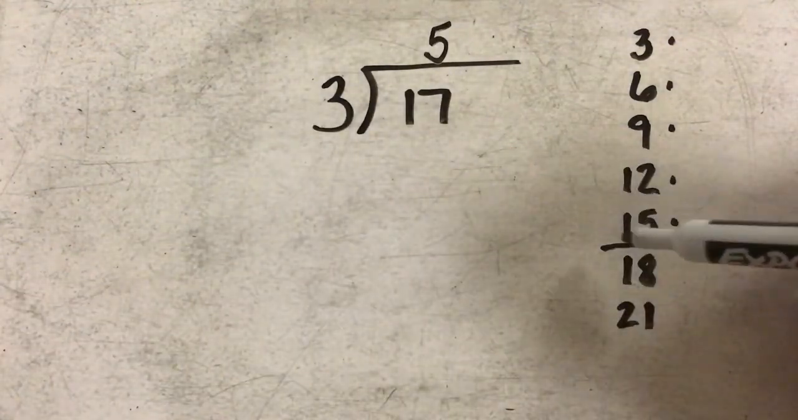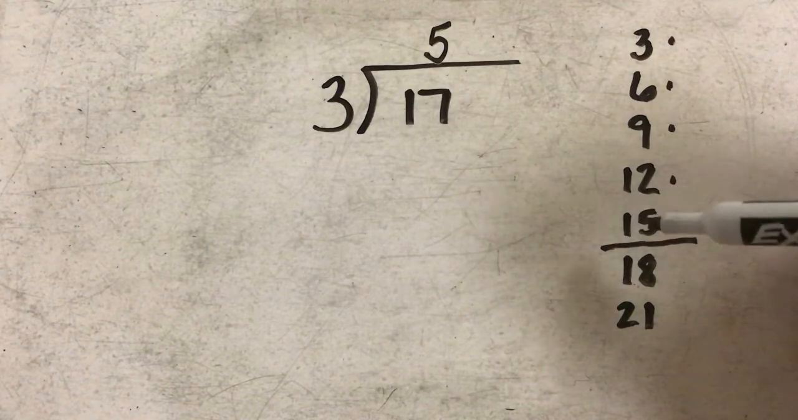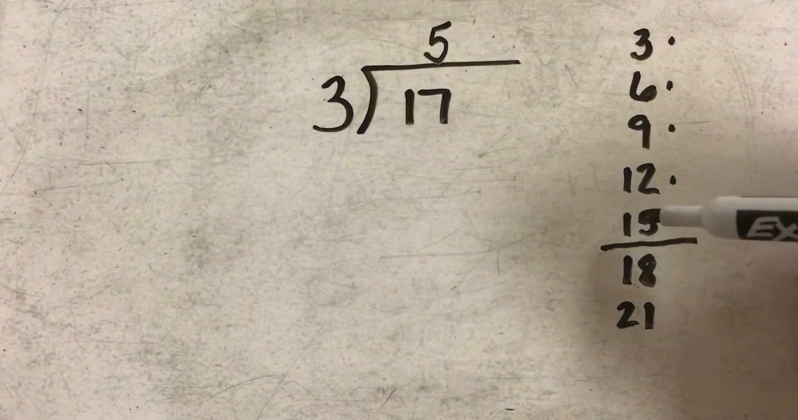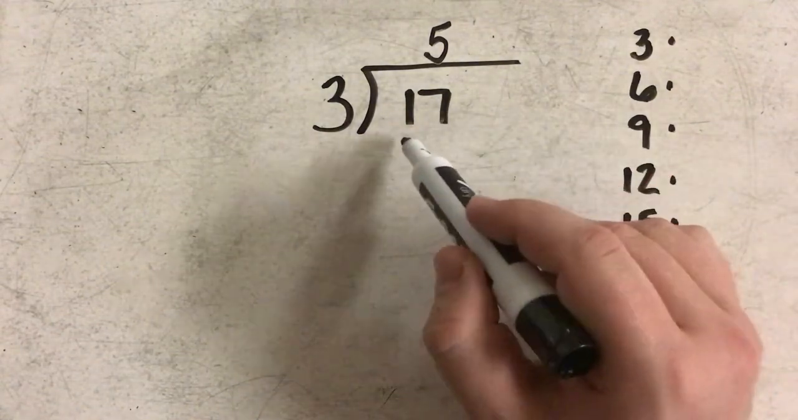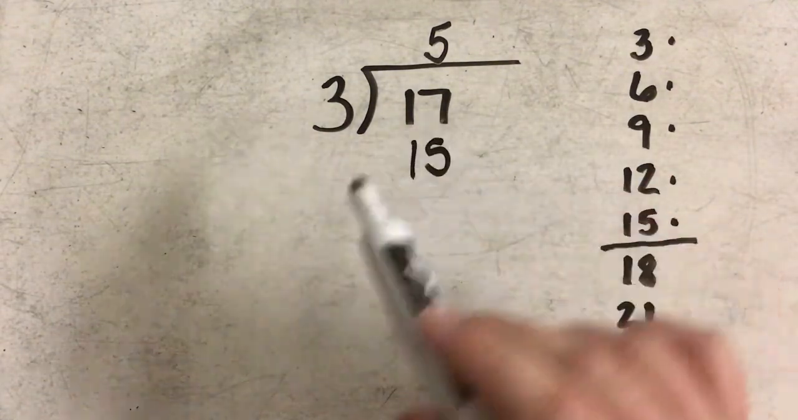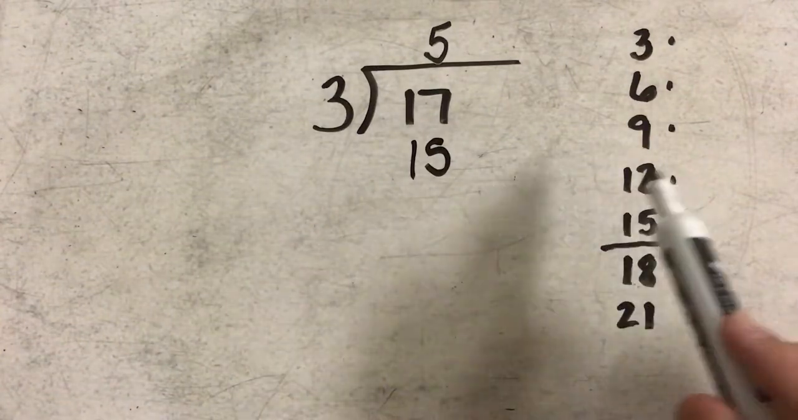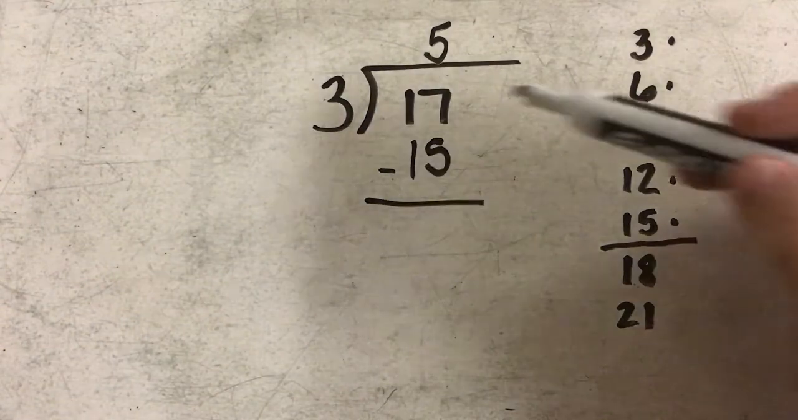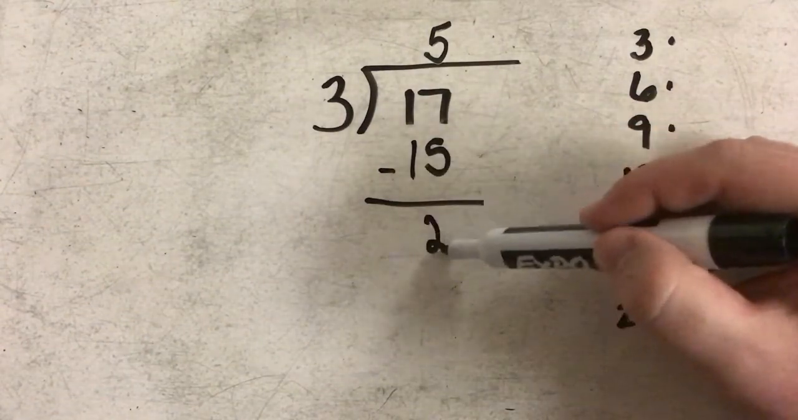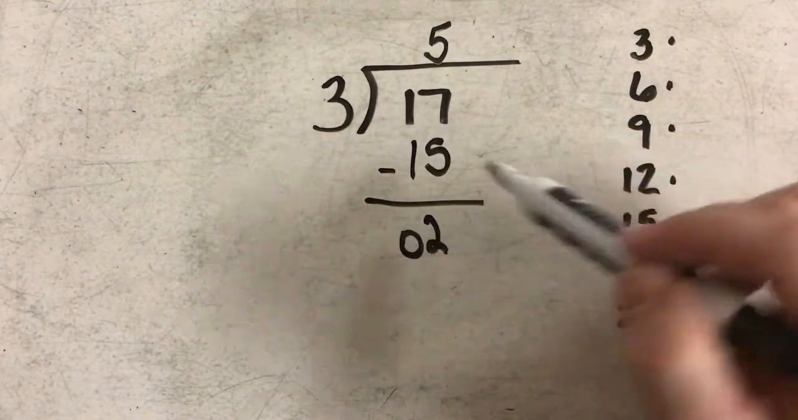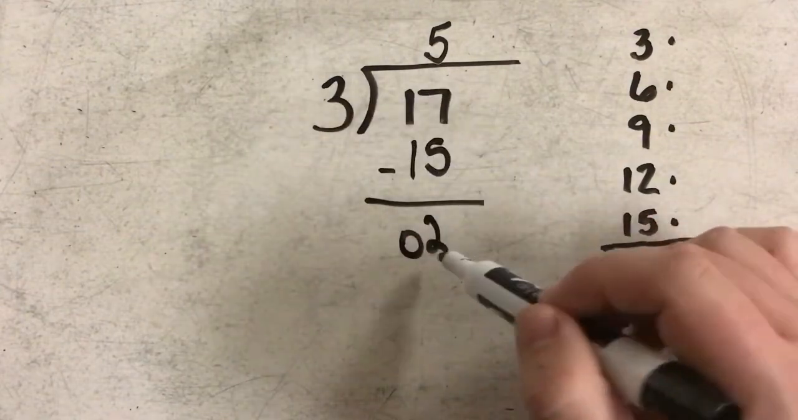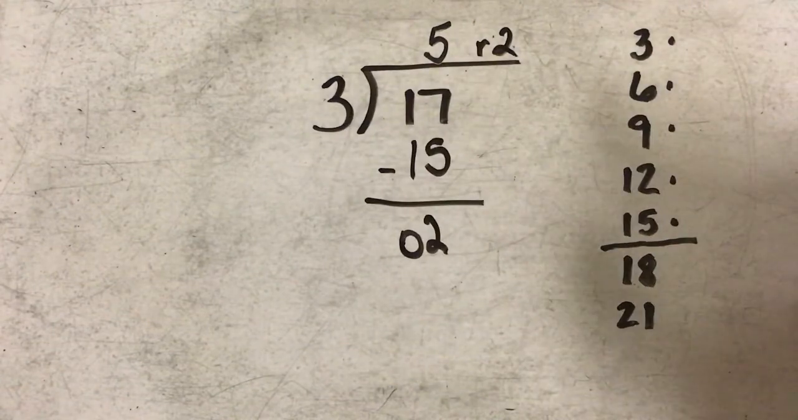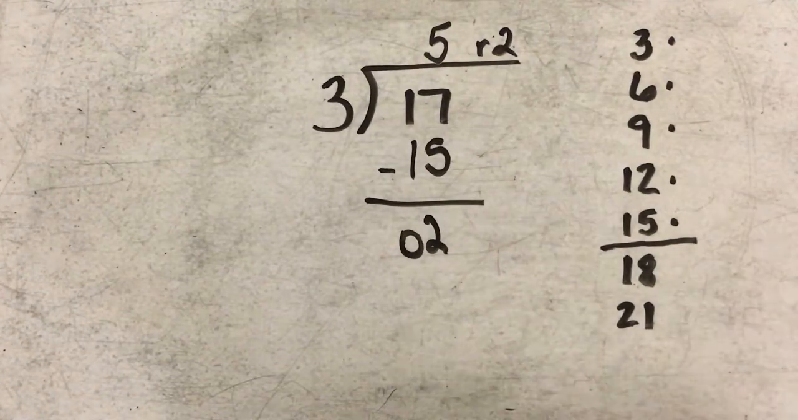Now, when I made 5 groups of 3, I am going to have some left over because it didn't go in evenly. So I'm going to pull that 15 underneath the 17 to find out how many I have left over. And again, I'm going to subtract. 7 minus 5 is 2. 1 minus 1 is 0. So I would say that 3 divides 17 5 times with a remainder of 2. So my answer is 5, remainder 2.